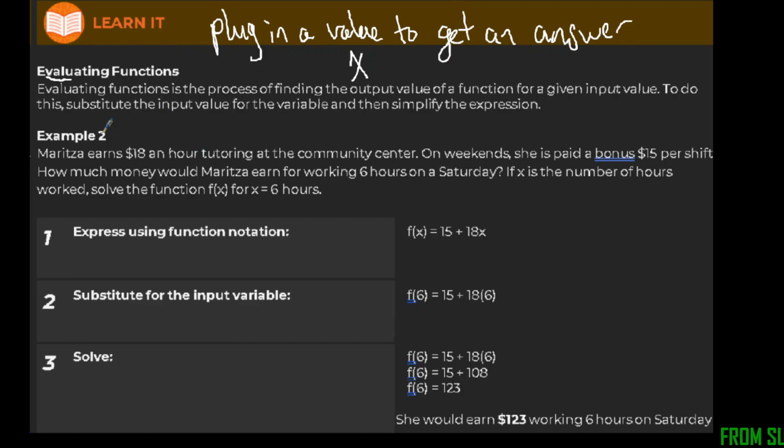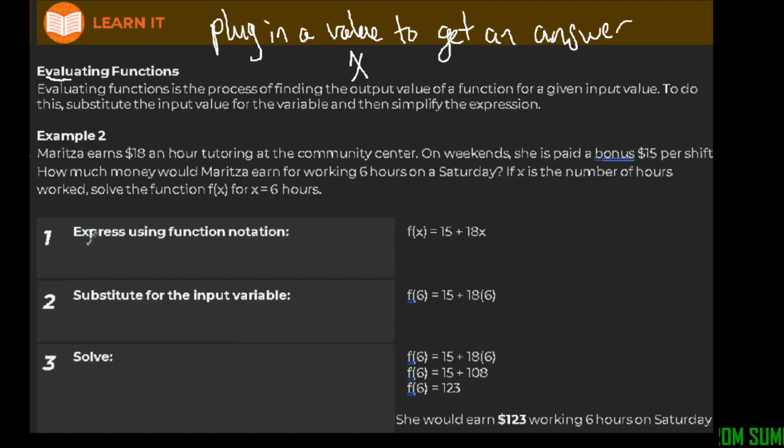So for example 2, it says Maritza earns $18 an hour tutoring at the community center. On weekends, she is paid a bonus of $15 per shift, and it says how much money would Maritza earn for working 6 hours on a Saturday. If x is the number of hours worked, solve the function f of x for x equals 6 hours.